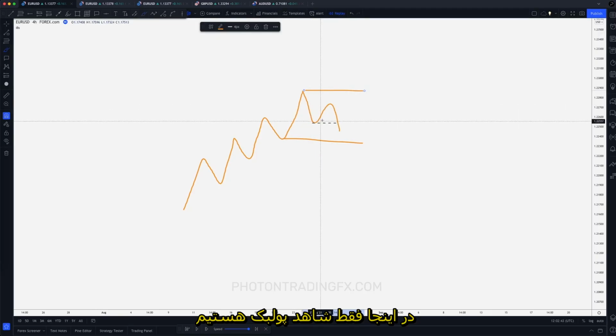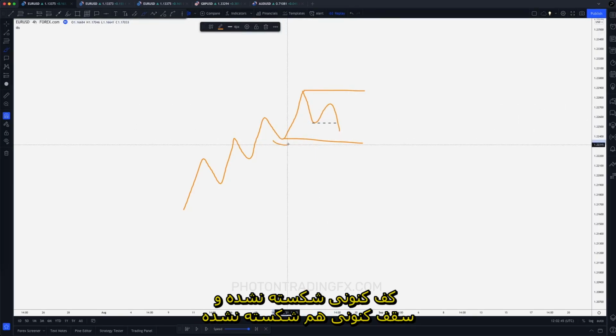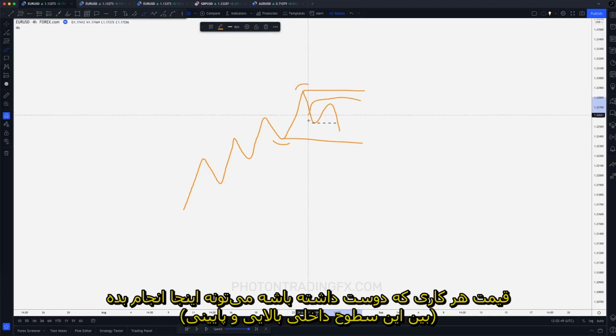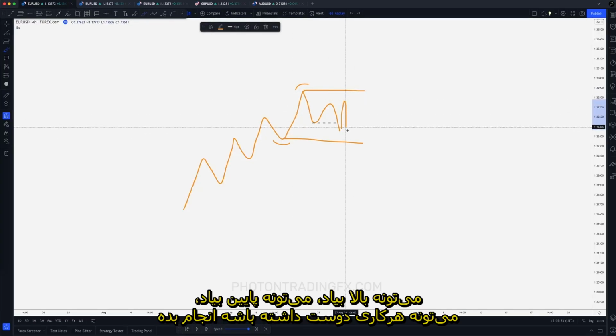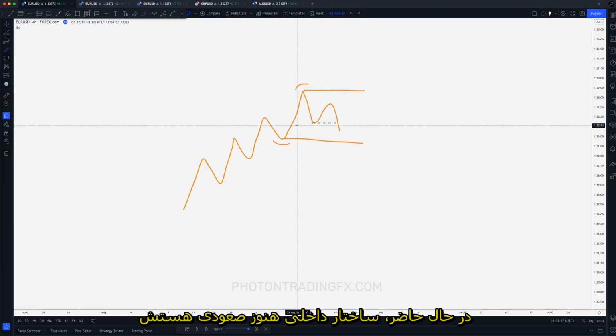And now here we're just pulling back. We have not broken the current low and we have not broken the current high. So price can do anything it wants within here, right? Within the internal high and internal low. It can go up, it can come down, whatever. It doesn't matter, right? At the moment, the internal structure is still bullish.